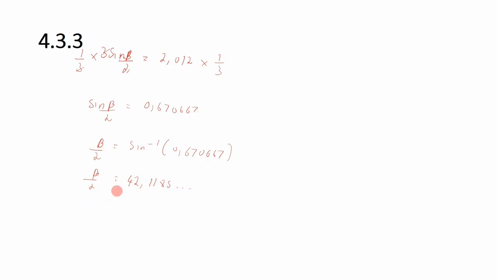At this point, you can just cross multiply, and then b is equal to 2 times this, and then since this will be the final answer, you can then round off to 2 decimal places, 84.24 degrees. Right.